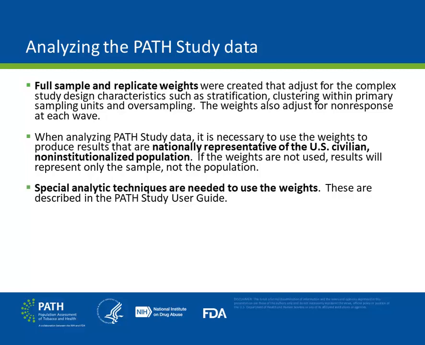When analyzing PATH study data, it is necessary to use the weights to produce results that are nationally representative of the U.S. civilian and non-institutionalized population. If the weights are not used, results will represent the sample, not the population. Special analytic techniques are needed to use the weights. These are described in the PATH Study User Guide.